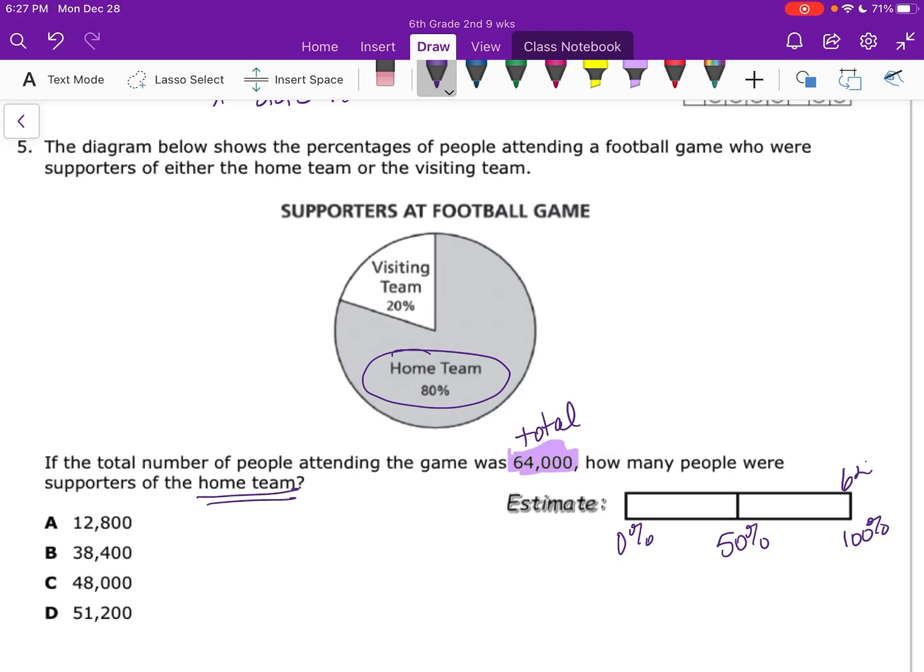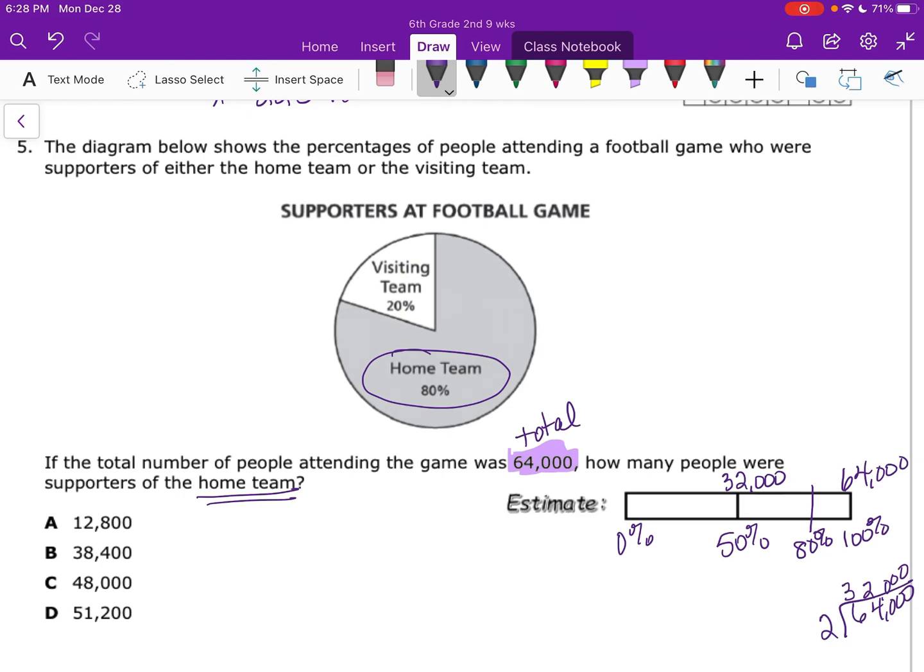100% is 64,000. Well, half of that is 32,000. Yes, I know. If you didn't know, I know, I can't believe I did that in my head, right? If you don't know, you divide it by 2, and then you'll get your answer. So 80% would be about right here, right? So that means our answer's got to be between 32 and 64, but it's going to be closer to 64.